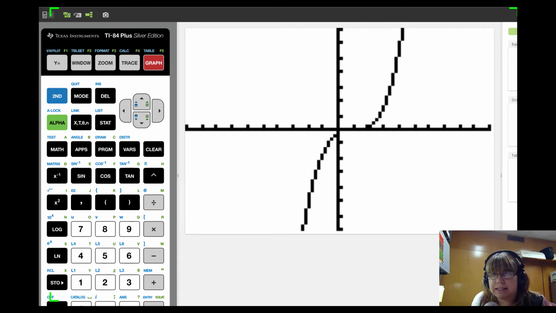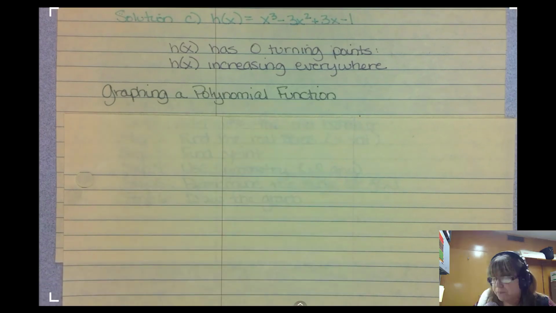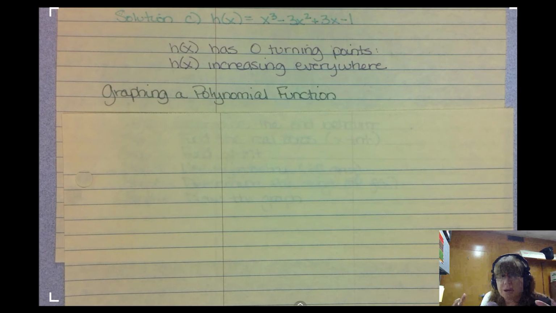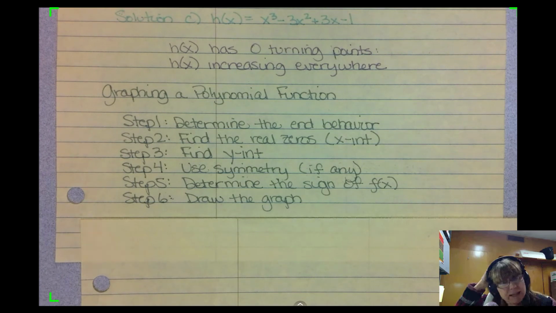Okay, so let's get out of my graphing calculator and go back to our notes. When we're graphing a polynomial, all of this information that we're gathering is incredibly useful to be able to plot our graph without using a graphing calculator. There are about 6 steps. One is you want to determine the end behavior. We have 4 cases for our end behavior. Second, you want to find all the real zeros, which are the x-intercepts.